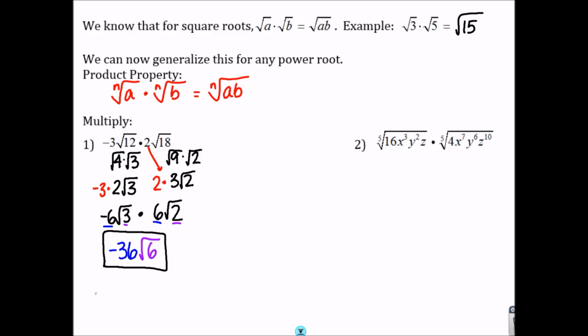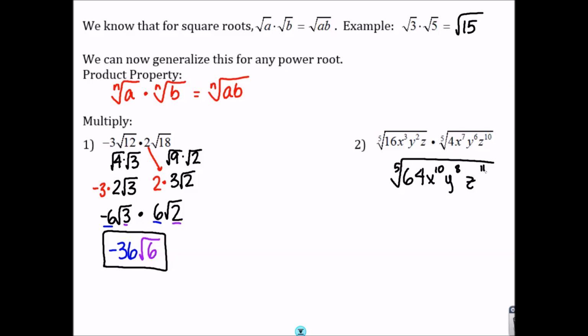For this next problem, we have both numbers and variables. And I'm going to go ahead and multiply them together first. And the reason I'm doing that is because it's a fifth root. The fifth root of 16 cannot be simplified. The fifth root of 4 cannot be simplified. So I'm going to have to multiply them together to be able to possibly simplify those numbers. So if I multiply this together, I end up with fifth root of 64, x to the 10th, y to the 8th, z to the 11th.